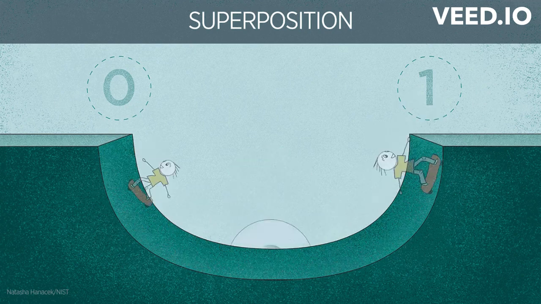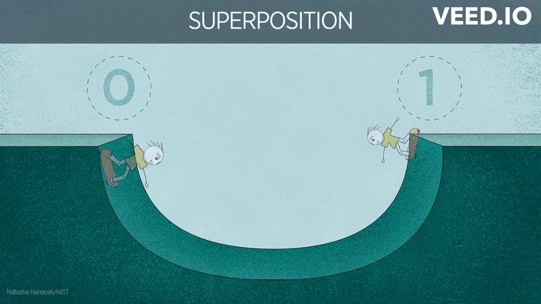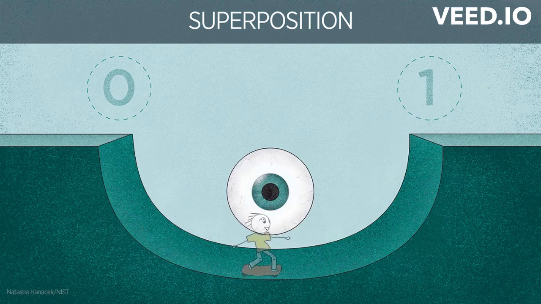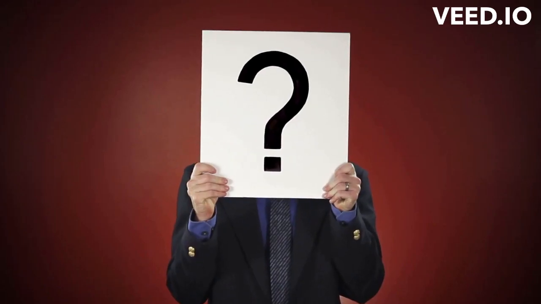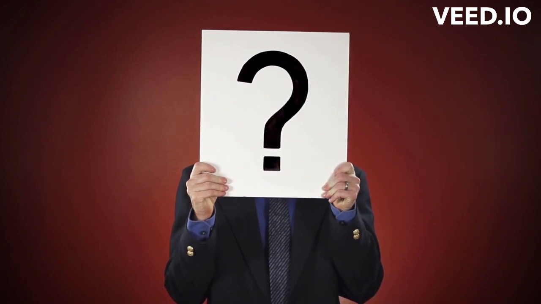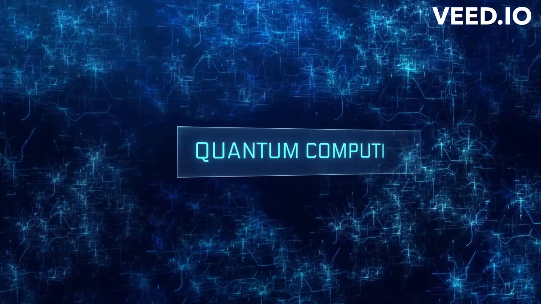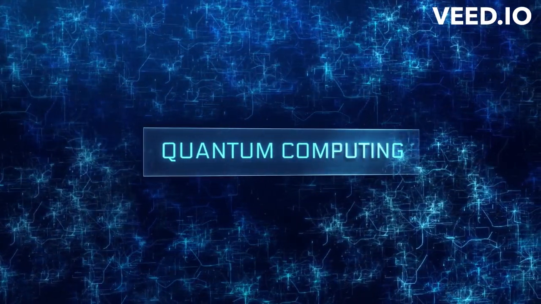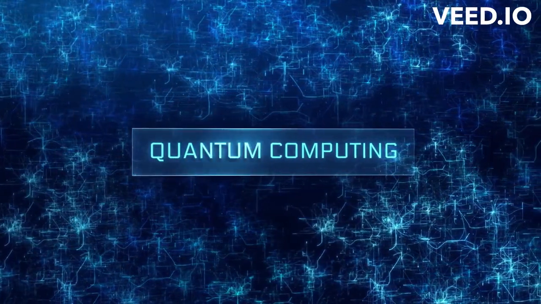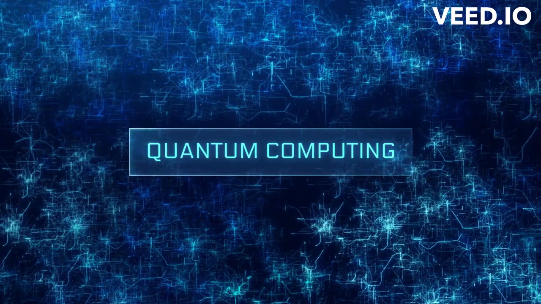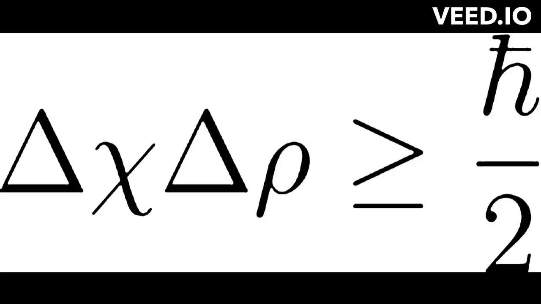When a measurement is made on the particle, the superposition collapses into one of the possible states, with a probability determined by its wave function. Superposition has important implications for quantum computing, where multiple quantum bits or qubits can exist in a superposed state, allowing for exponentially faster computations than classical computers.